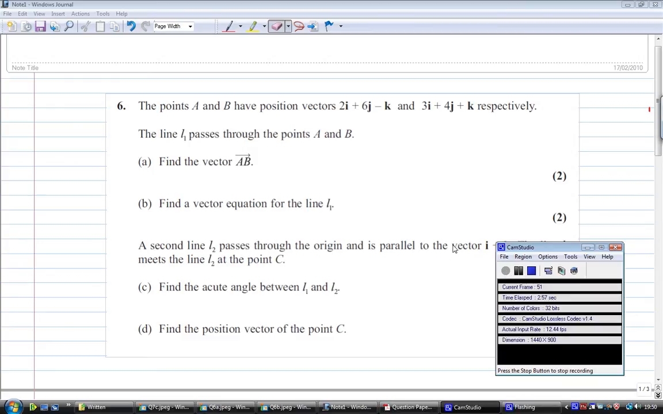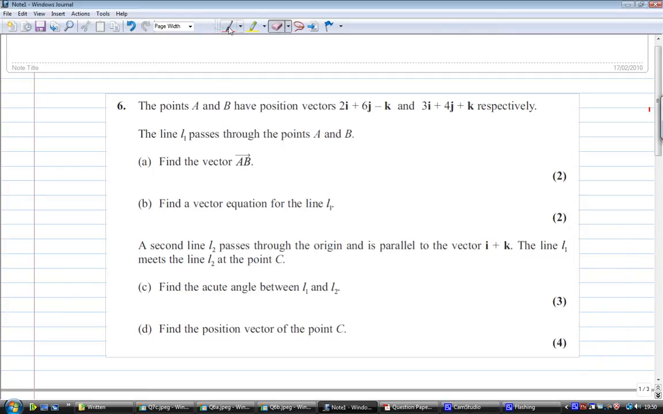Okay, I've got a January 2008 Edexcel exam. I'm looking at question number 6, which is a vector question. We've got 2 points given by position vectors A and B. In the first part of this question, what we want to do is find the vector between these two points, which leads us to the second part, the vector equation for the line. So this step is to help us with part B.